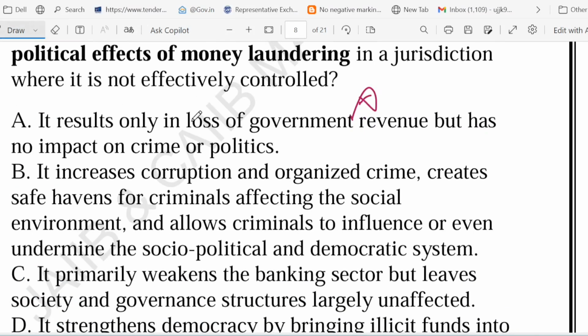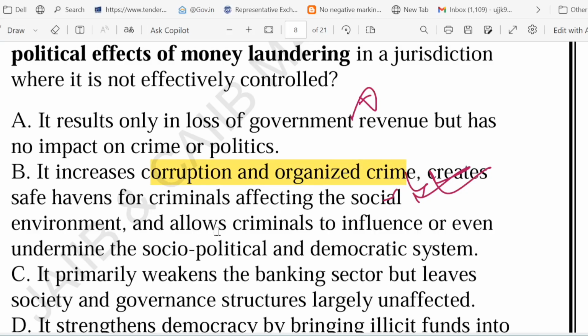What about option B? Yes, option B is the correct one. Why is option B the correct one? Because when money laundering is unchecked, corruption grows because corrupt officials hide their wealth. Corruption will grow. Right? Why? Because corrupt officials will hide their wealth.